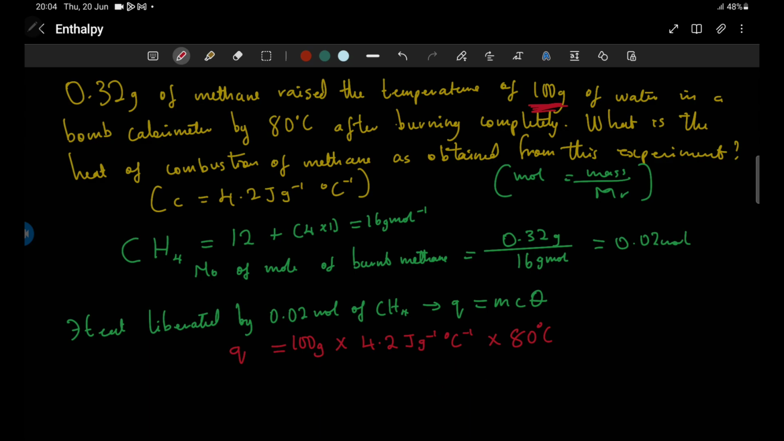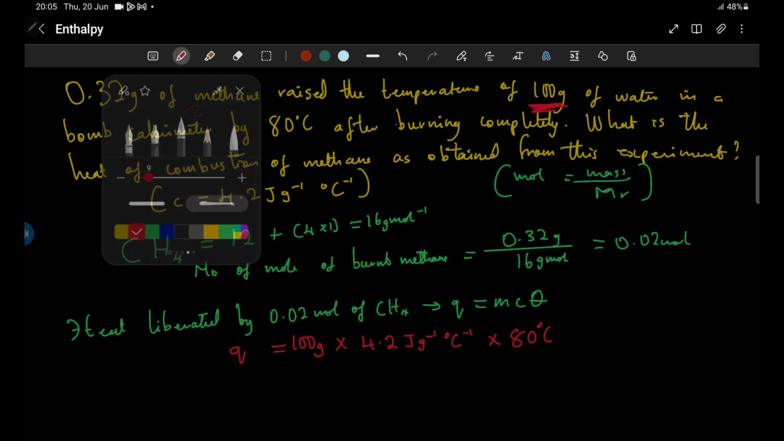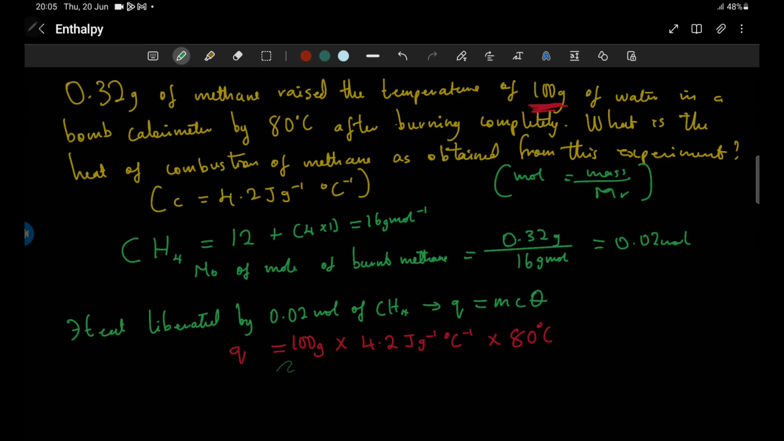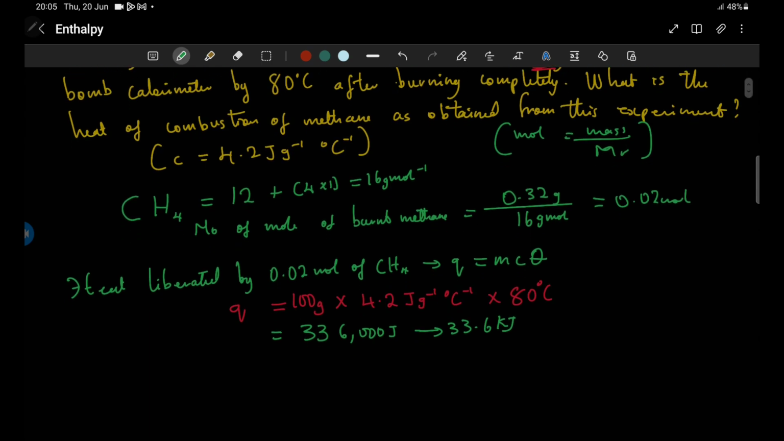So be confident with the conversions. When you compute all of this, this will give you 33,600 joules, which is 33.6 kilojoules. So we're not done here. This is the amount produced by 0.02 moles, not 1 mole.